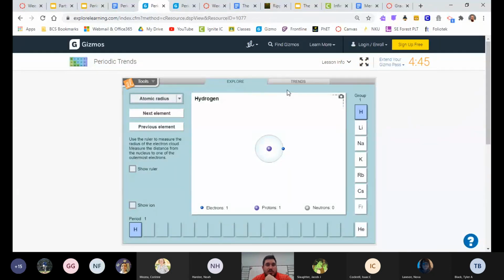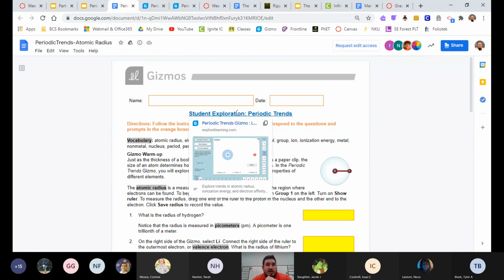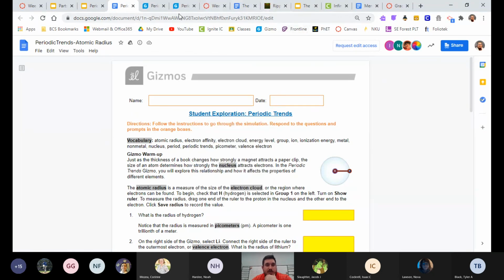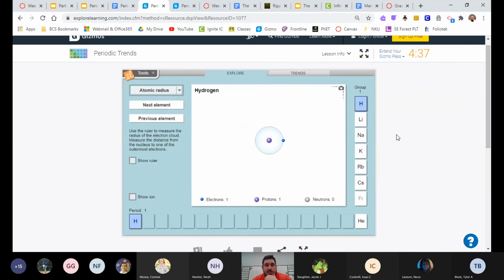I'm not logged in. You need to log in so that it doesn't do the timer on you. Oh, sorry, I'm not sharing my screen again, am I? You need to get logged in to the Gizmo so that it doesn't do a timer on you. On that worksheet there's a link, so just click on it to get to the Gizmo. I already shared it with your class, so you should be able to open it pretty easily.